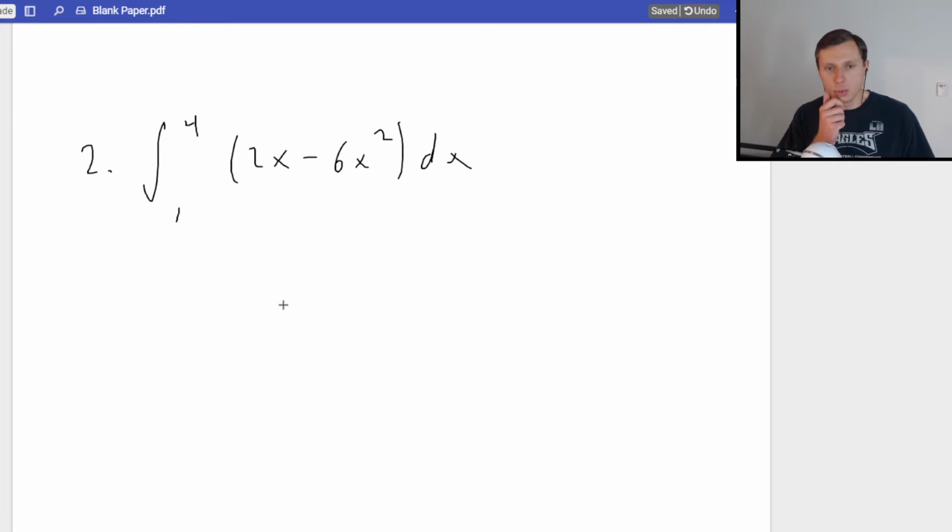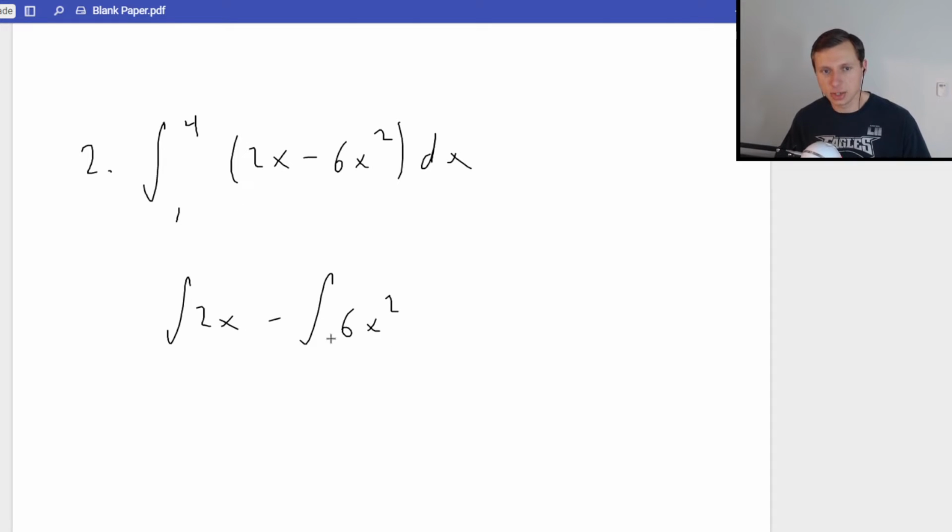Is this a product rule, chain rule, or quotient rule? The answer is no. As a matter of fact, if we wanted to, we could split this up into two integrals. Integral of 2x minus integral of 6x squared.